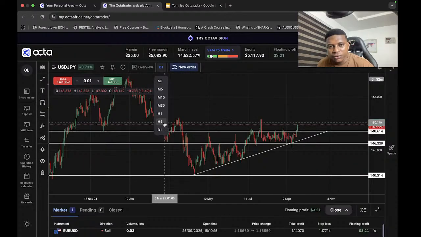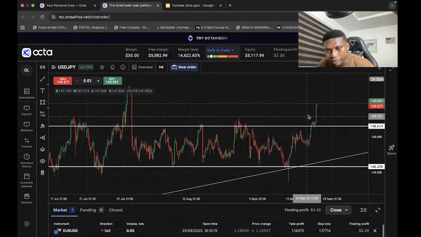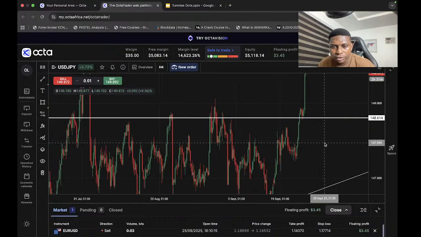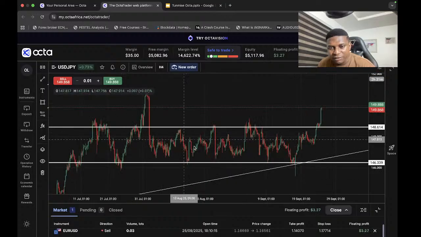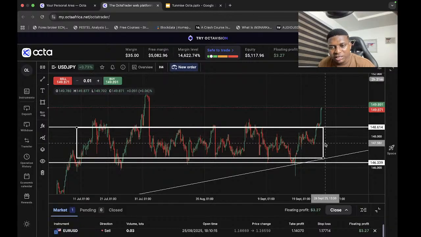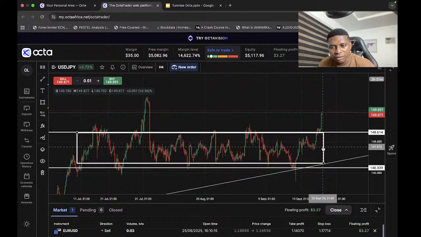So let's go to the 4 hour time frame to see more clearly what price is doing. Now if you look at this, you discover that there is a breakout from this level, from this consolidating market. This market has been consolidating for a long time. All right.